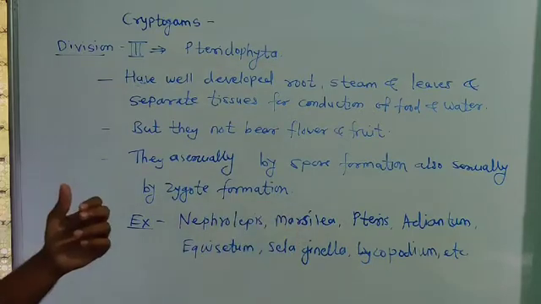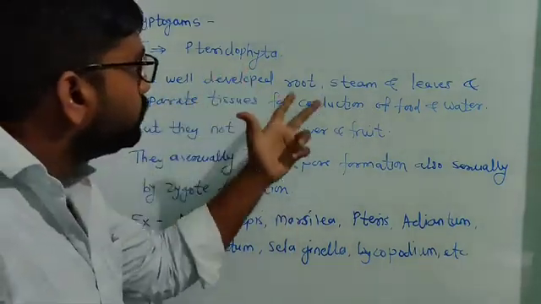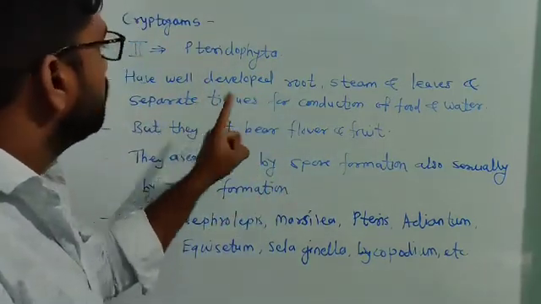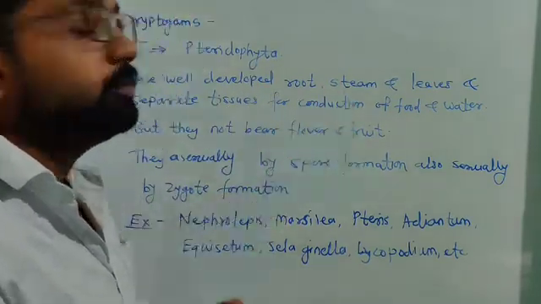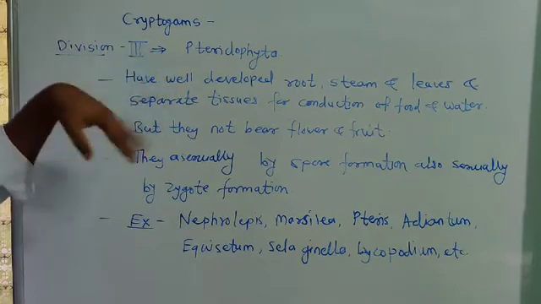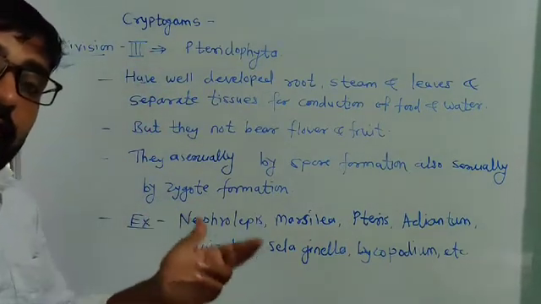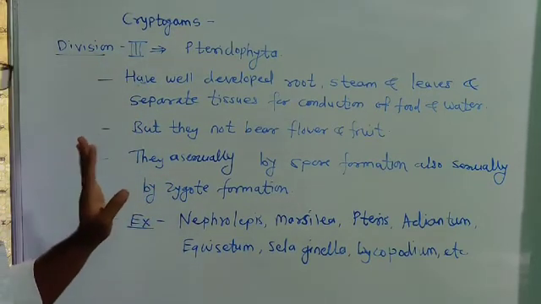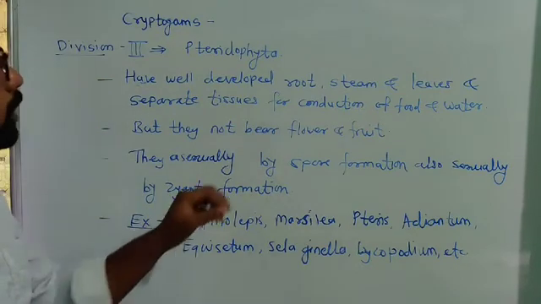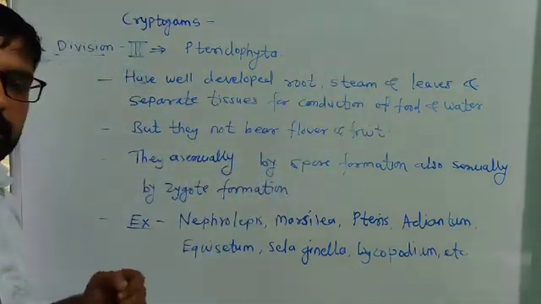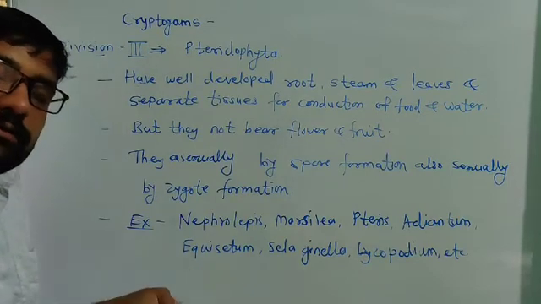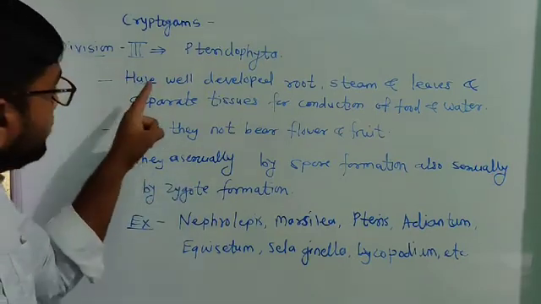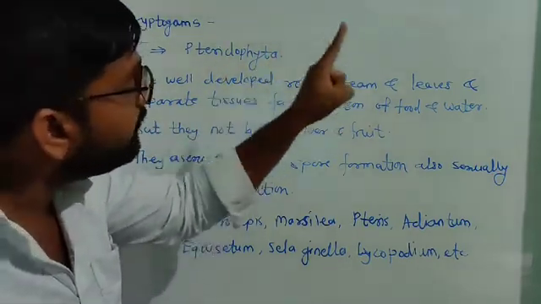Look at this. They have well developed root, stem and leaves and separate conducting tissues for conduction of food and water. Look at the last two divisions, Thallophyta and Bryophyta. There we see that these are not well developed, in the absence of root, stem and leaves. There is no presence of true leaves, stem and roots. But here, they have well developed root, stem and leaves.